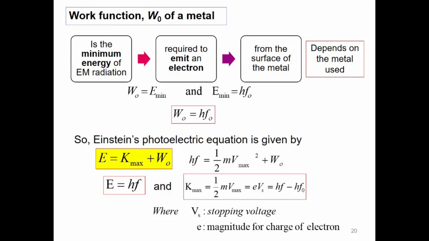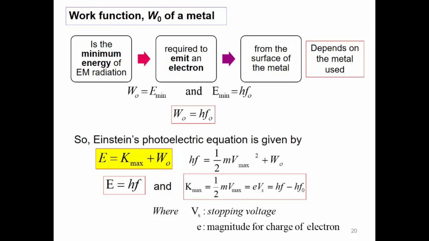The first one is work function. It is the minimum energy of EM radiation required to emit an electron from the surface of the metal. The value depends on the element of the metal being used. For example, aluminium has a work function of 4.3 electron volt and gold has 5.1 electron volt. Its formula is W0 equals E minimum, and when E is at minimum, it is due to hf0. Therefore, W0 is hf0. We will discuss f0 shortly after this.